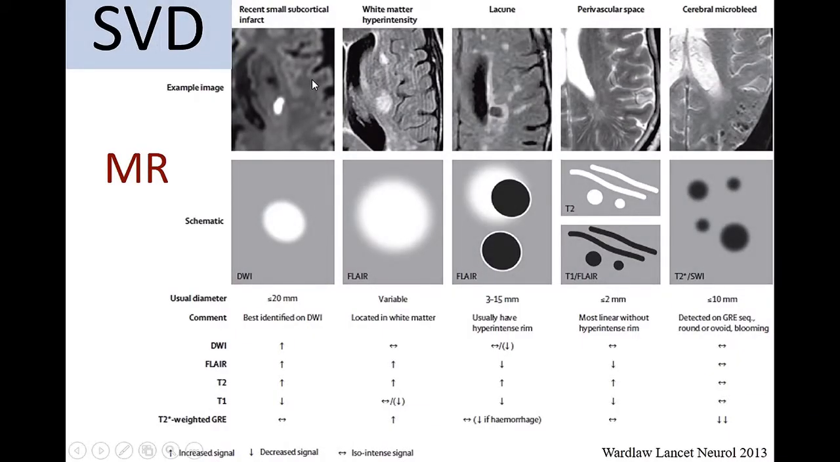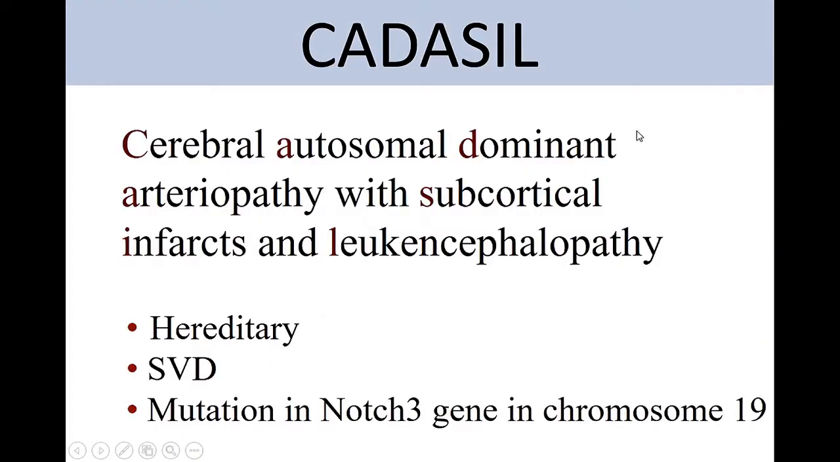So this form of small vessel disease, arteriolosclerosis, is defined by recent small subcortical infarcts, white matter hyperintensity, lacunes, perivascular spaces, and these microhemorrhages. A special and hereditary form is CADASIL, which is cerebral autosomal dominant arteriopathy with subcortical infarcts and leukoencephalopathy. As I said, it's a small vessel disease, an arteriolosclerosis, but it's hereditary and related to a mutation in a certain gene, the NOTCH3 gene, on chromosome 19.